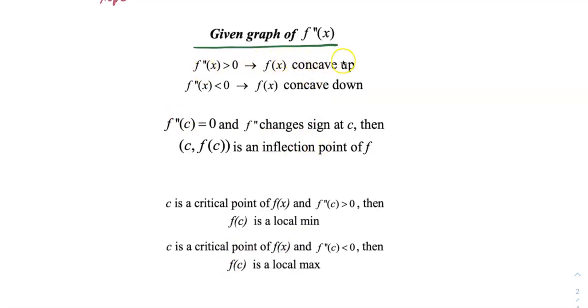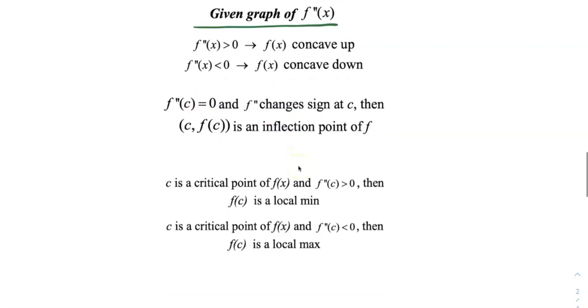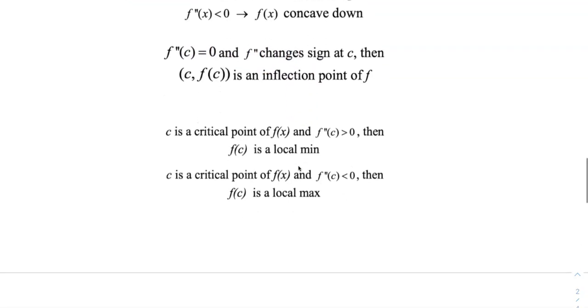Right? Concavity is when it's positive. The second derivative is positive, concave up. Second derivative is negative, concave down. Inflection points are when the second derivative equals 0 and we have a sign change. That's how you get an inflection point. And don't forget the second derivative test.